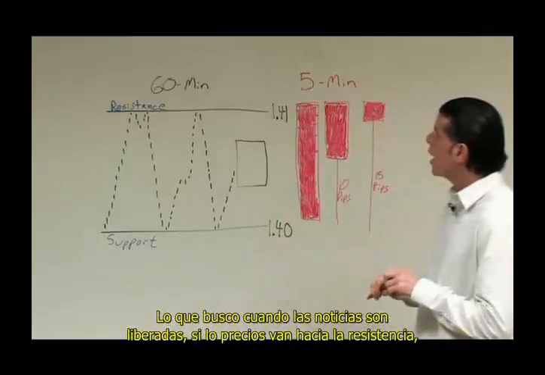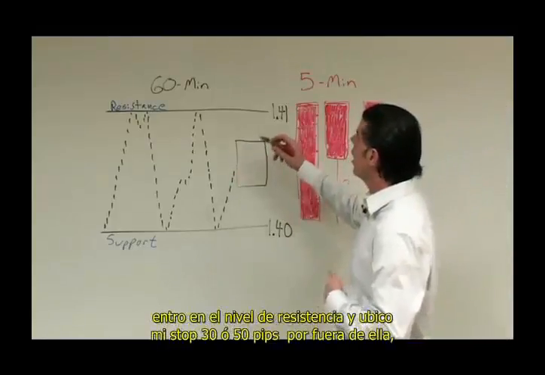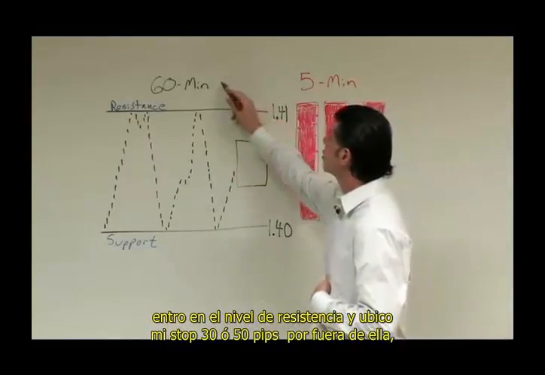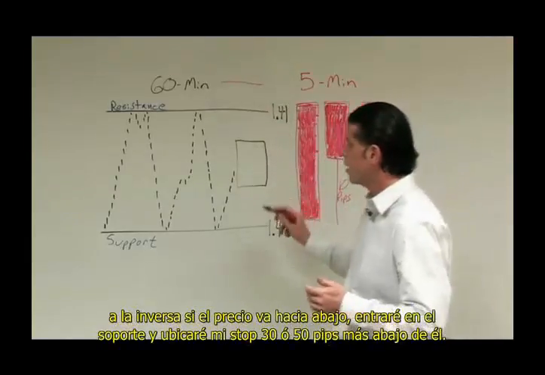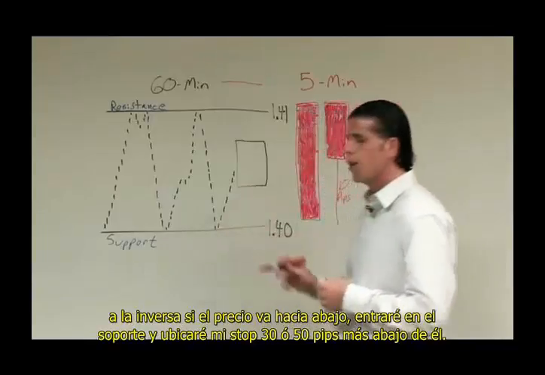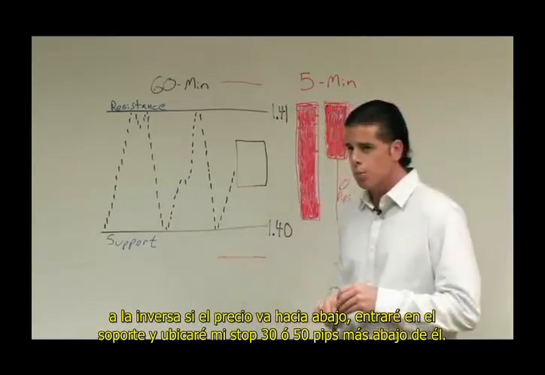And if normal price behavior follows, that means prices should be contained within clear resistance and clear support lines. So what I'm looking for as the news is released is for prices to either move up to the resistance line. I would look to enter at resistance and place my stop 30 to 50 pips above resistance. Conversely, if prices move down to the downside, I would look to enter at the support line and place a stop 30 to 50 pips beneath the support line.